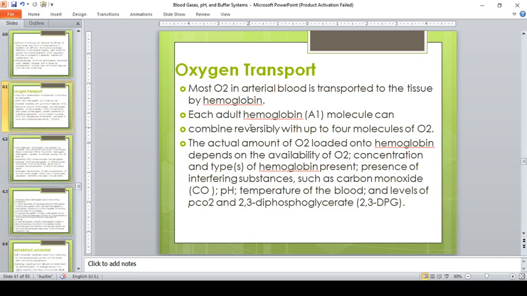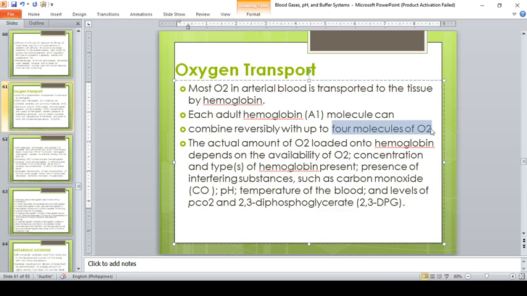Okay, oxygen transport. Most oxygen in the arterial blood is transported to the tissue by hemoglobin. So, adult hemoglobin can carry up to 4 molecules of oxygen. If you remember, it has 4 heme rings. If you remember the iron, it also has 4 irons. Yes, right? The iron is in the middle. That's why it can carry 4 oxygen.